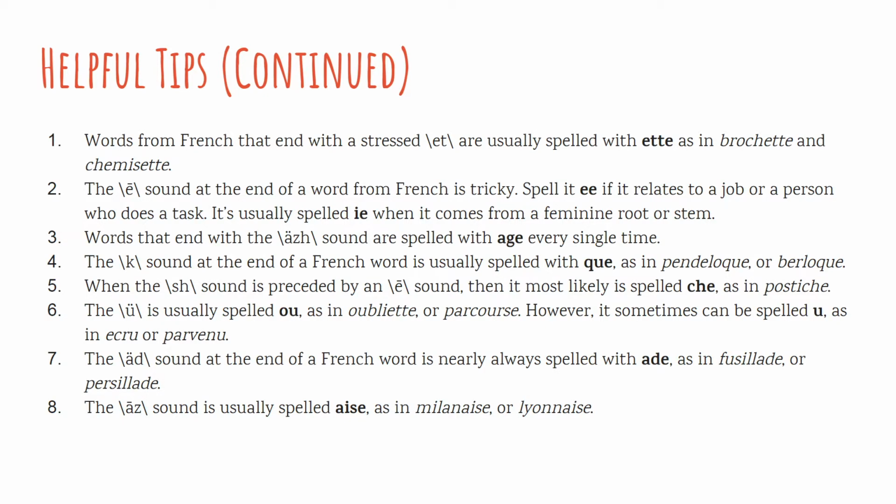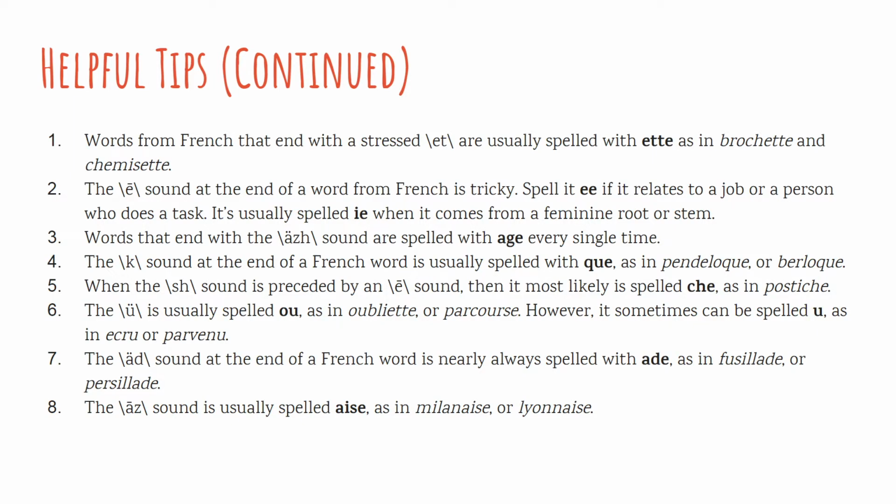Next, we have the sh sound followed by a long e sound. In this case, it's usually going to be spelled che, as in postiche. So, the long e sound followed by the sh sound is going to be spelled che. Next, we have the u sound. The u sound is usually spelled ou in French, as in oubliette or parcours, but it's sometimes spelled u, as in écru or parvenu.